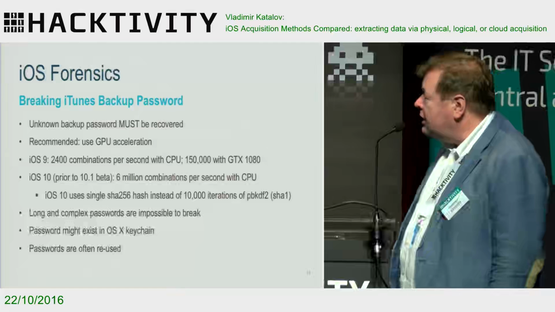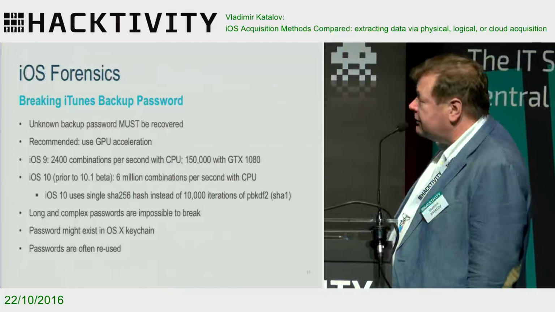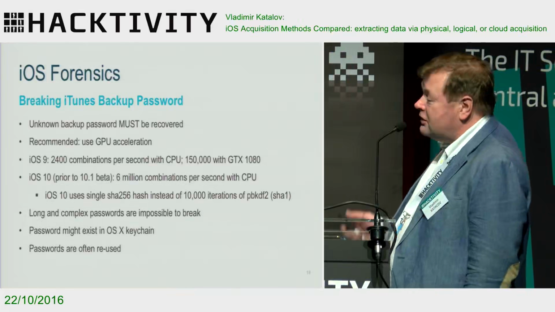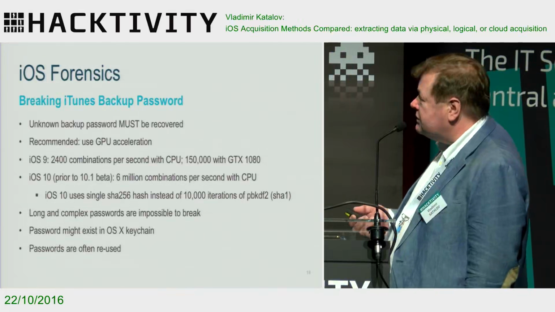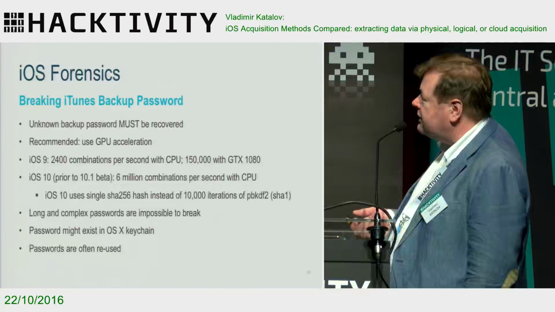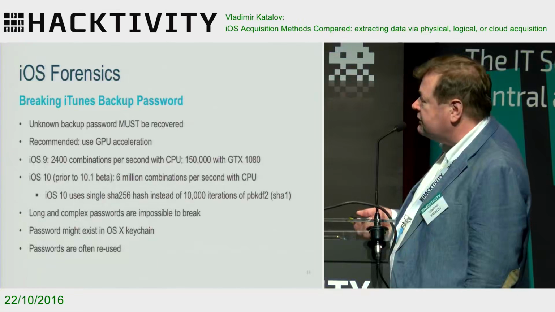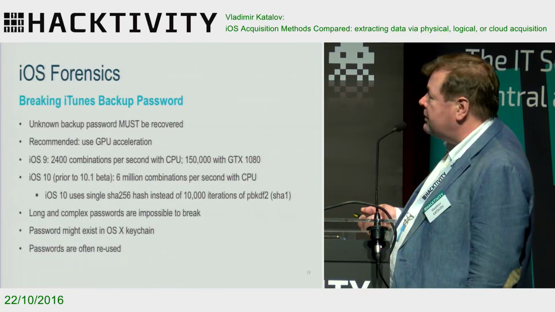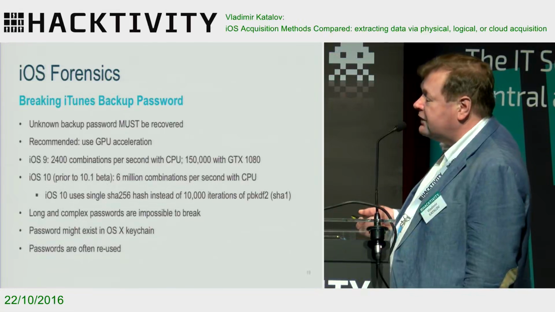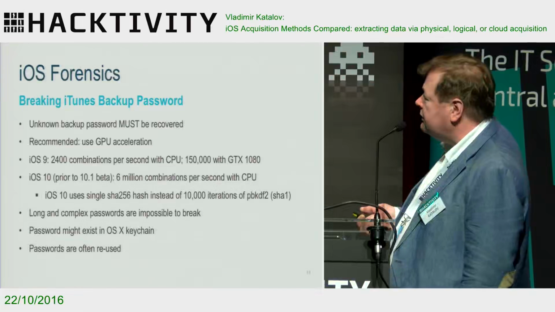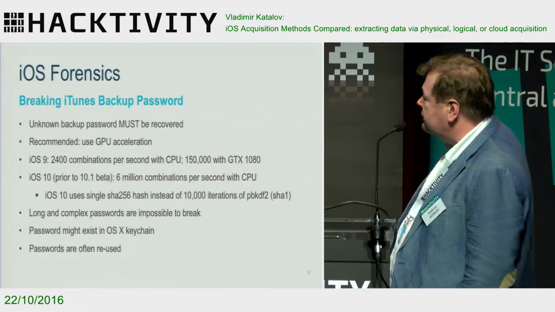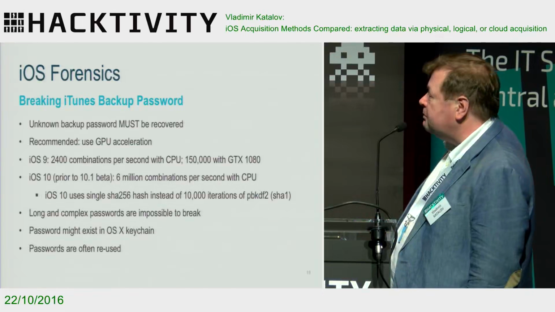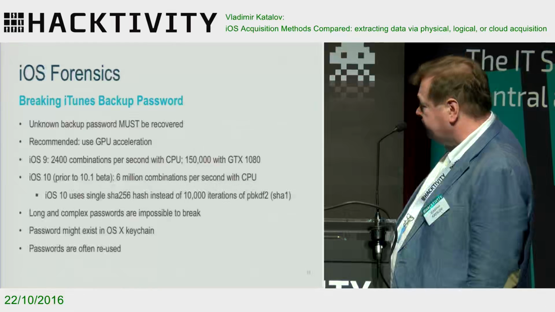And funny, in iOS version 10 there was a bug, and Apple has fixed it. They stored an additional and much simpler hash, just a single SHA-256 with a single iteration. So even on the CPU, we were able to get as many as 6 million passwords per second on a single CPU, even without the GPU. But Apple has already fixed that in more recent versions of iOS 10.